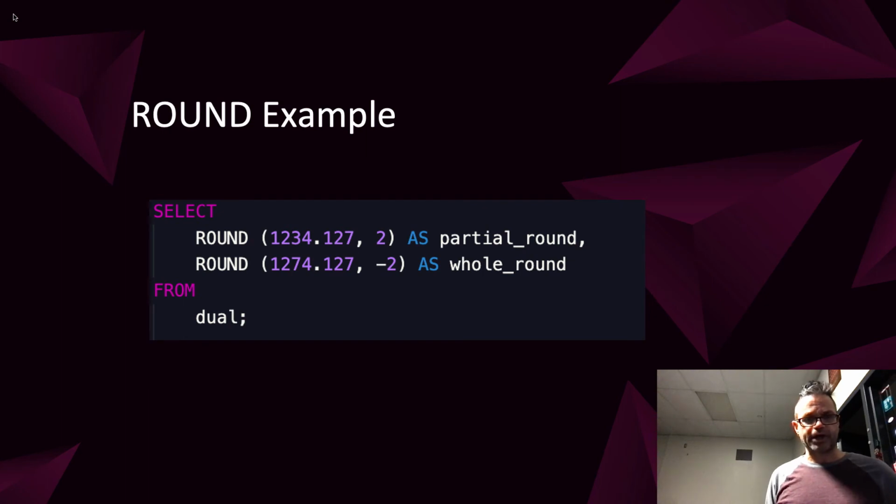We can see round right here, we have 1234.1272. So it's going to go to the right-hand side of the decimal point and round it to 1234.13. And I have round 1274.127, -2. It's going to go on the left-hand side of the decimal. I'm going to get 1300. So it's really pretty cool. If you pass it a negative number, it's going to the left of the decimal. If it's a positive number, it's going on the right-hand side of the decimal.